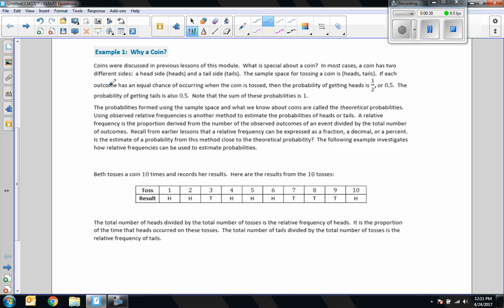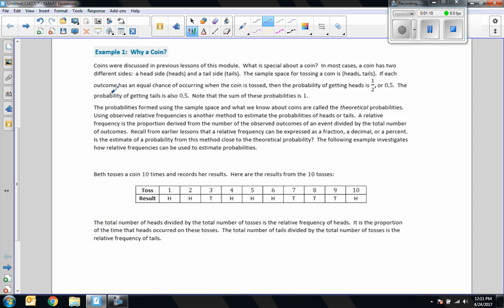Example 1. Why a coin? Coins were discussed in previous lessons this module. What is special about a coin? In most cases, a coin has two different sides. A head side, heads, and a tails side, tails. The sample space for tossing a coin is the set of outcomes, heads or tails. If each outcome has an equal chance of occurring when the coin is tossed, then the probability of getting heads is 1/2 or 0.5, 50%. The probability of getting tails is also 0.5.